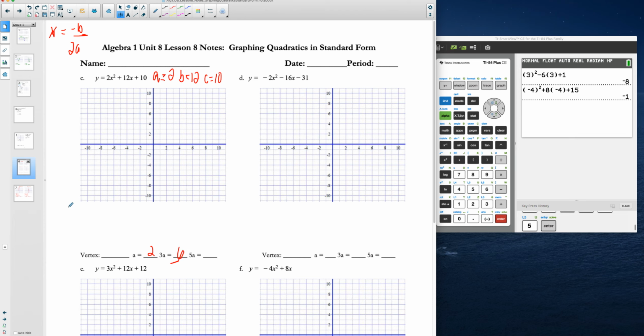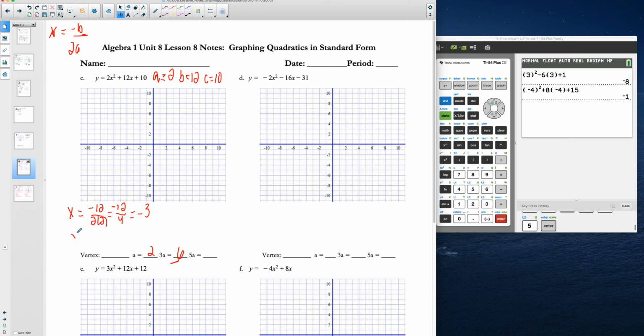So x equals the opposite of B, so this time it would be negative 12 divided by 2 times A, so that'd be 2 times 2. All right, so that would equal negative 12 divided by 4. Oh, my negative didn't stay there, so negative 12. All right, and that would give us negative 3 for our x-coordinate.